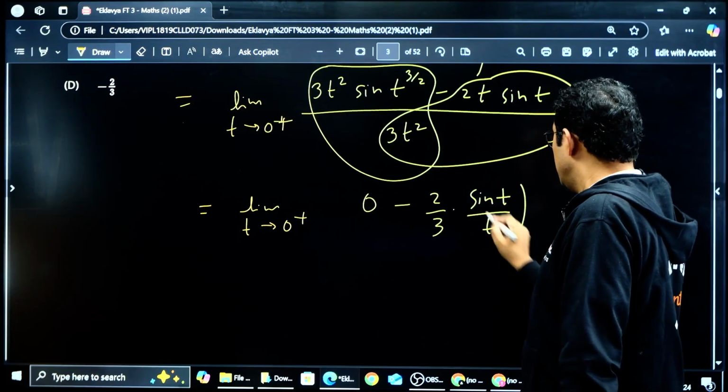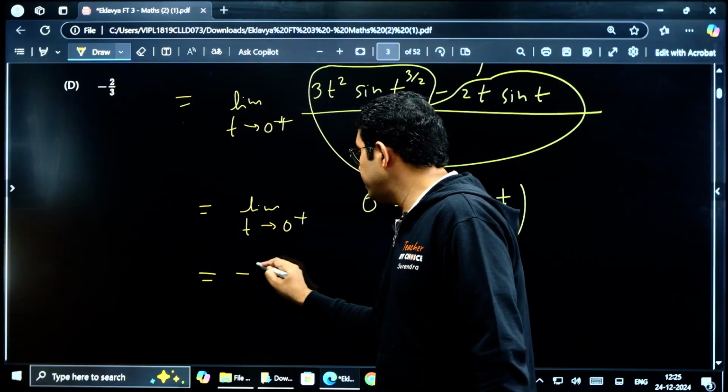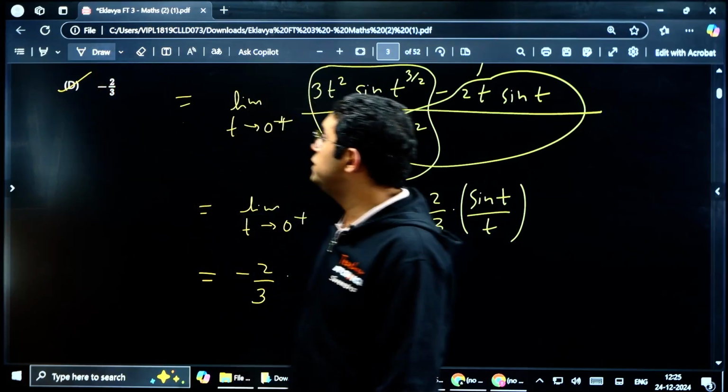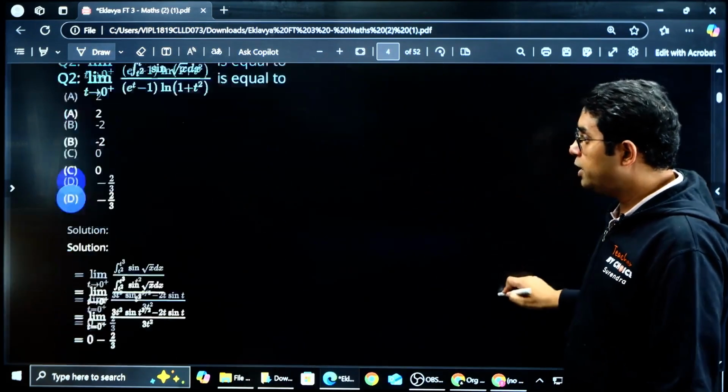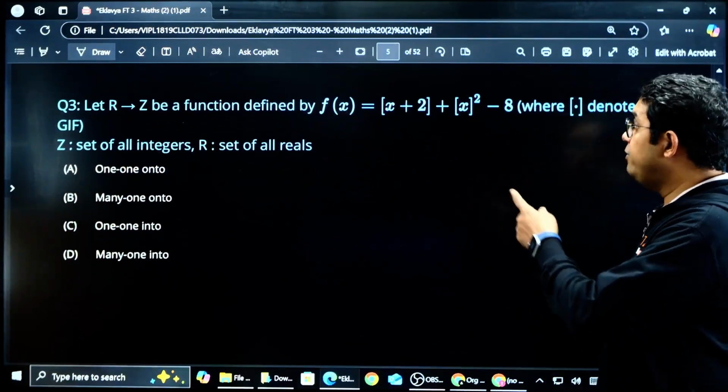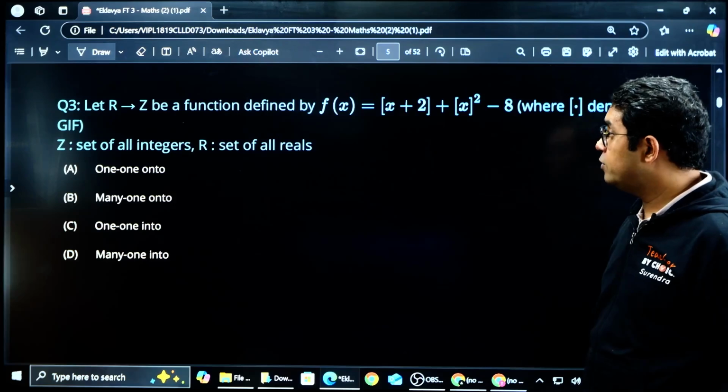That's a standard limit. So I think this answer would become equal to minus 2 upon 3 for this question. I think the option here is D. Okay, moving to the next question. We are given f: R to Z, where R is the set of real numbers and Z is the set of integers.